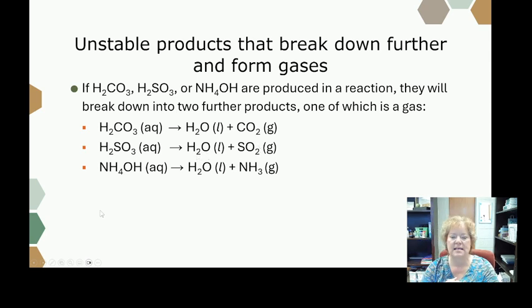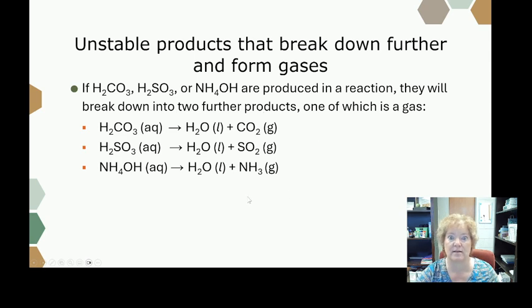And then if I'm reacting an ammonium ion with a base, the ammonium and the hydroxide, when I form NH4OH, it's not stable. It immediately is going to break down to water and ammonia gas, NH3 gas. So you need to recognize these 3 will break up and form these 3, and these are gases.